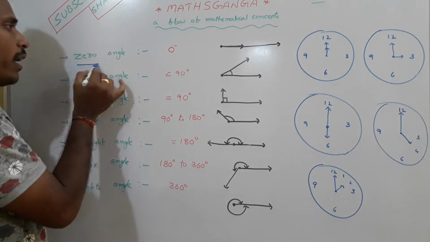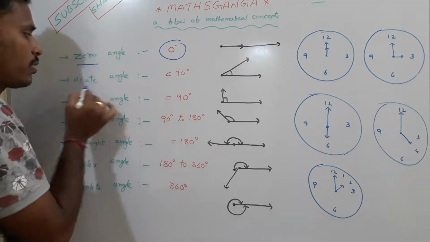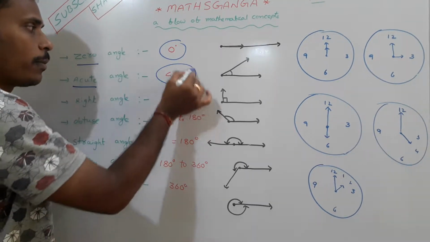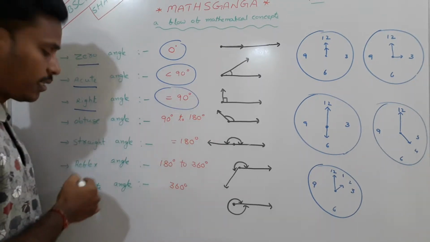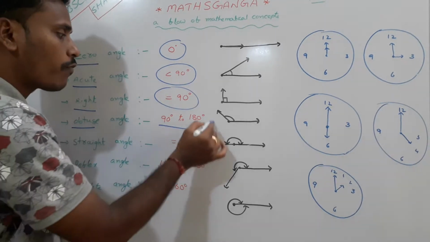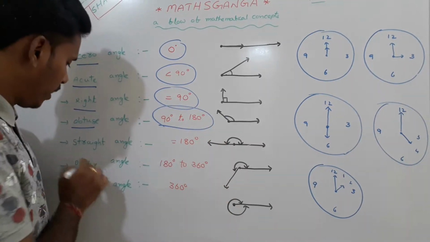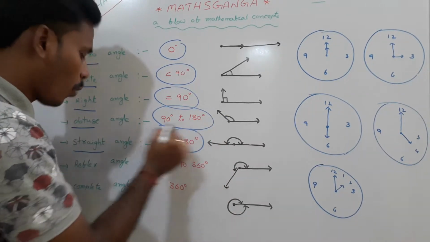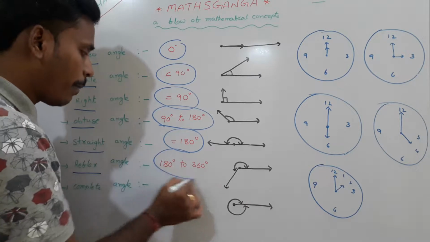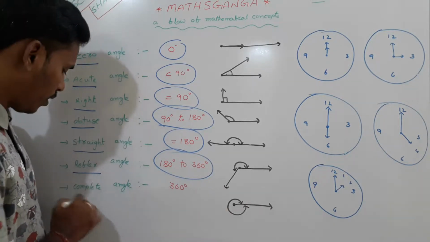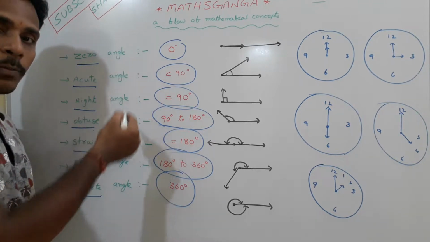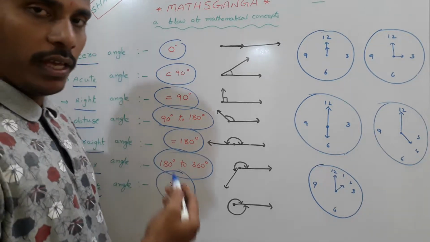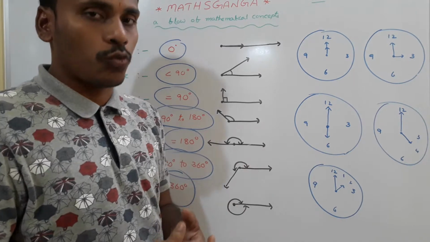Zero angle whose measurement is 0 degrees, acute angle whose measurement is less than 90, right angle whose measurement is 90 degrees, obtuse if the measure of the angle is in between 90 and 180, straight if the measure is 180, reflex if the measure is in between 180 to 360, and complete if the measure is 360 degrees. These types of angles usually we face in different types of complex situations also.